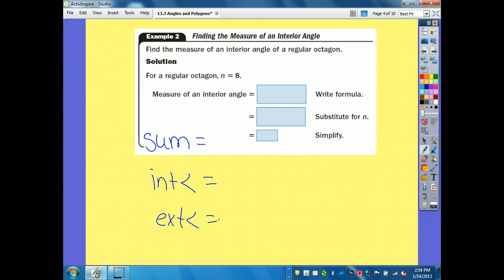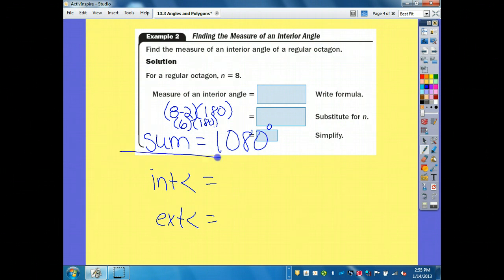All right, how do I find the sum? Who has it? Wait. Raise your hand. Who has it? You get 1080, 1080 degrees. So did you take 8 minus 2 times 180? Yeah. So you're going to end up taking 6 times 180. And is that what everybody ends up with? Yay or nay? Any debates? Yeah. All right, that is the sum.